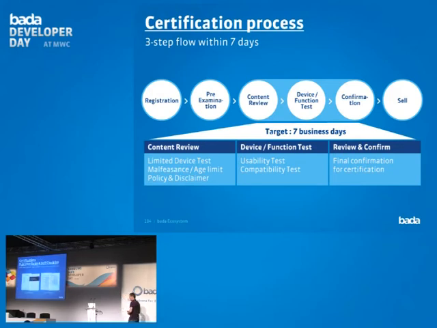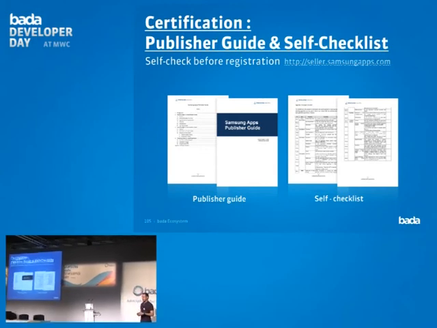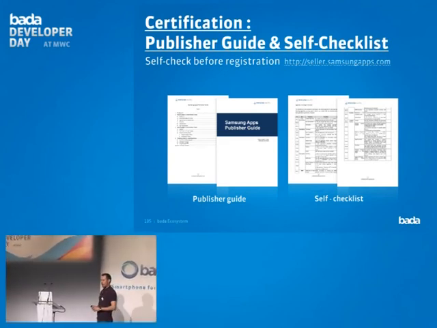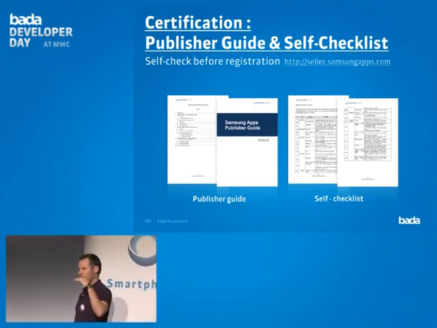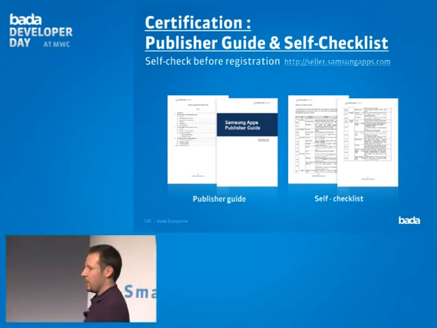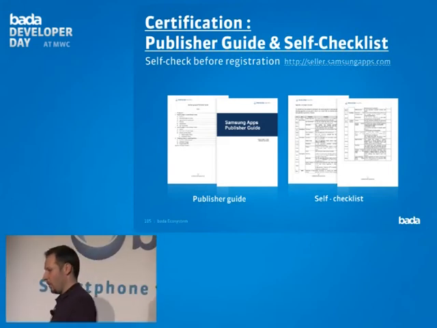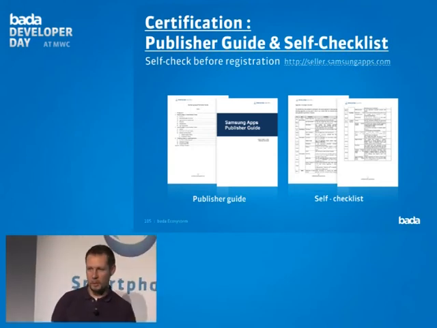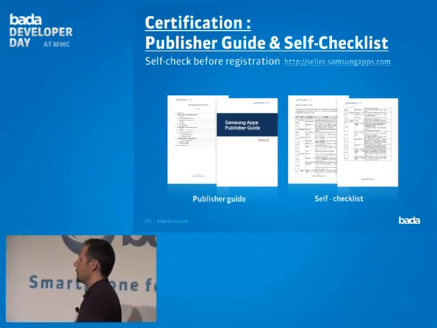Right, one thing which we noticed is very, very useful is a so-called self-checklist. So before you submit your application on Samsung Apps, we strongly recommend to have a look at our publisher guide and the self-checklist. It's essentially just 2 or 3 pages which highlights the most common defects. And if you try to respect this self-checklist, your whole certification process will be much simplified for you, and you can avoid those simple defects upfront, which is very, very useful.